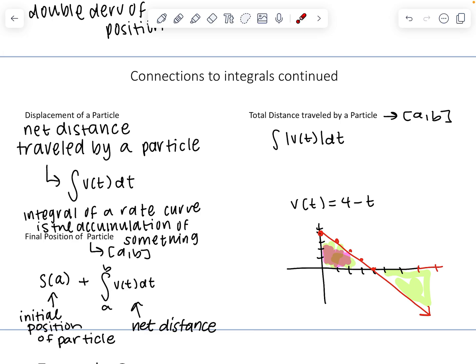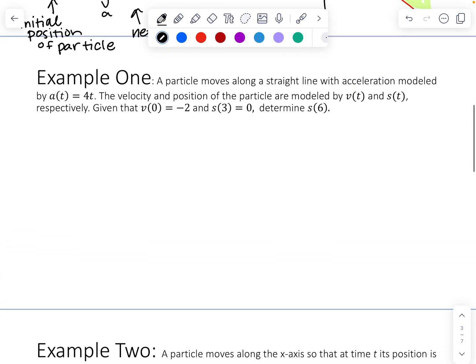But we're going to jump into a couple problems, and hopefully the more examples we do, the more clear these become. So our first problem says: a particle moves along a straight line with acceleration modeled by a of t equals 4t. The velocity and position of the particle are modeled by v of t and s of t, respectively. Given that v of 0 equals -2 and s of 3 equals 0, determine s of 6. So our end goal is to figure out the position at 6. That's what this means right here.